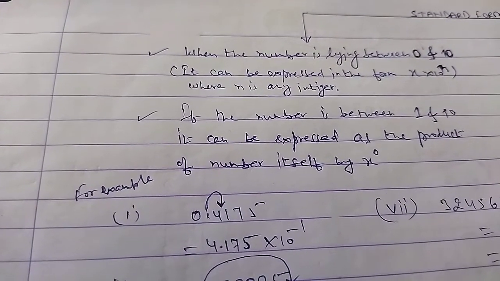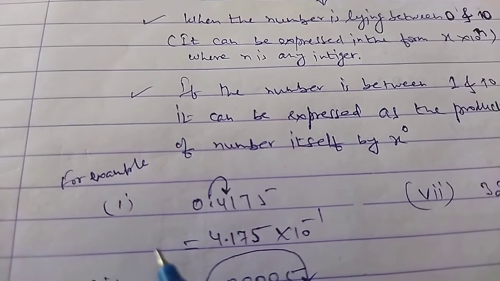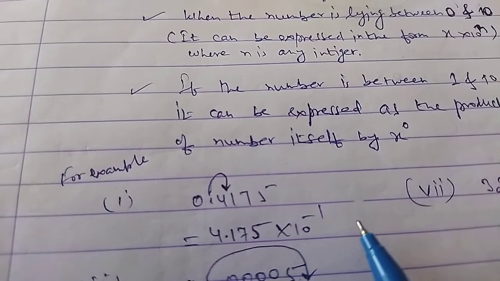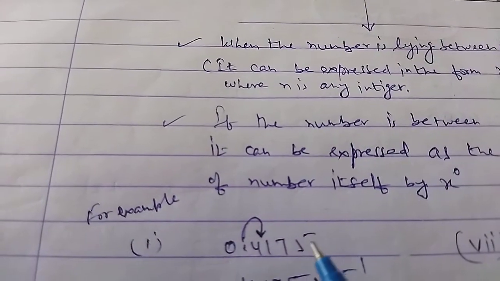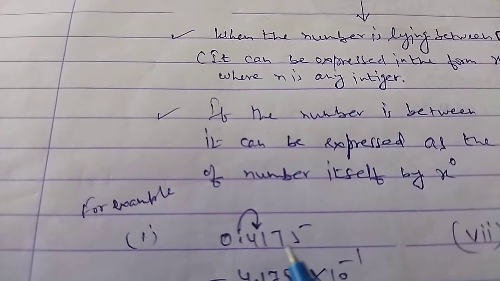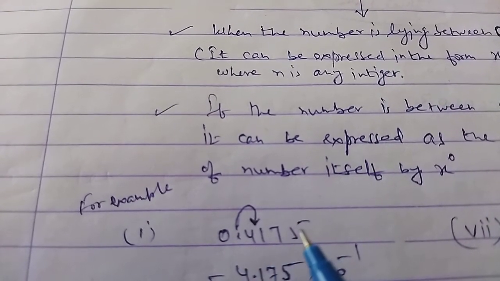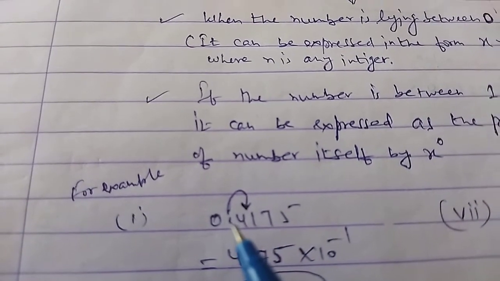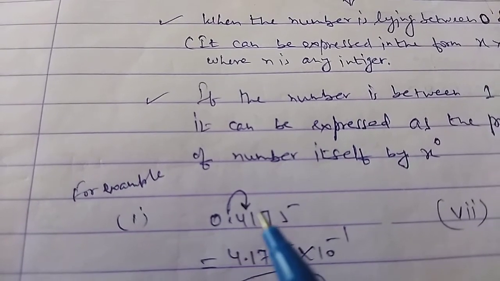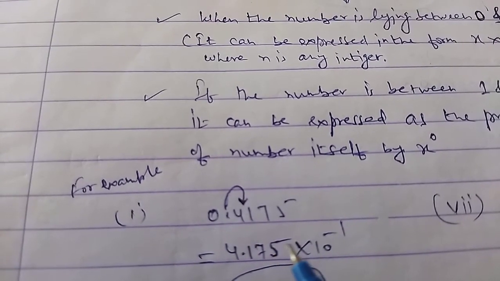Suppose here is the number. First I'm sharing a few examples with you, all kinds of examples. And what is the rule you need to follow to write it in exponential form? Because standard form, this is the usual form in mathematics, and you have to express it in the standard form. The number given to you is 0.4175. Now the decimal is here, and I need to shift it after 4. So you write the number as it is, and by shifting the decimal after 4, it becomes 4.175.